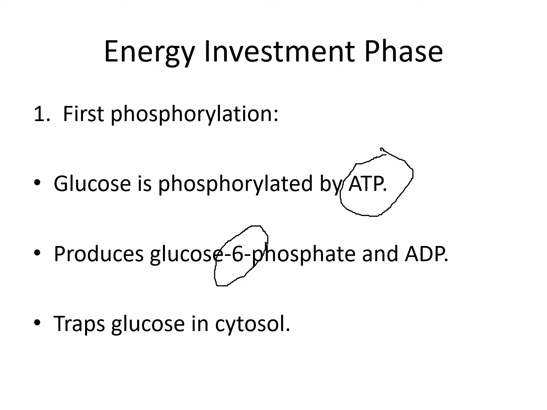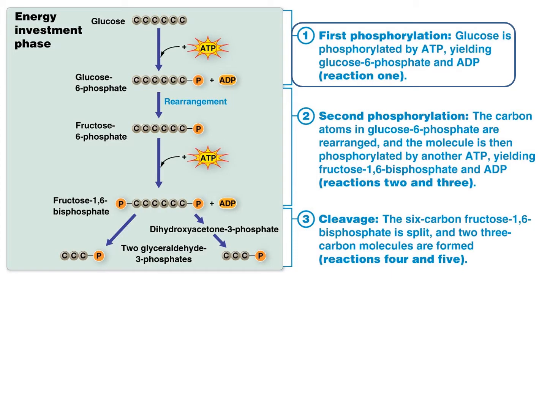Now the purpose of this step is that it puts a charge on the glucose and it can't get out of the cell. So it traps glucose in the cytosol. In this picture here, we see the first step, ATP is being used. It's being added on the 6th carbon to produce glucose 6-phosphate and ADP.